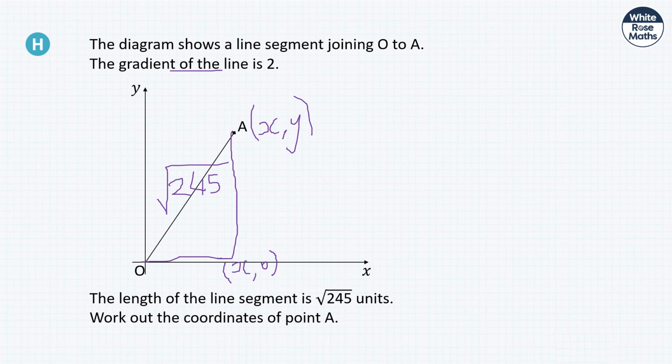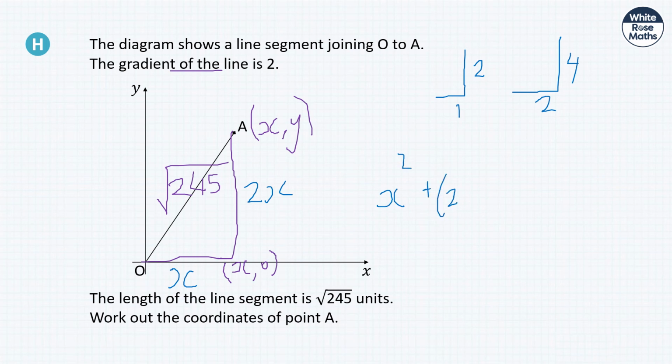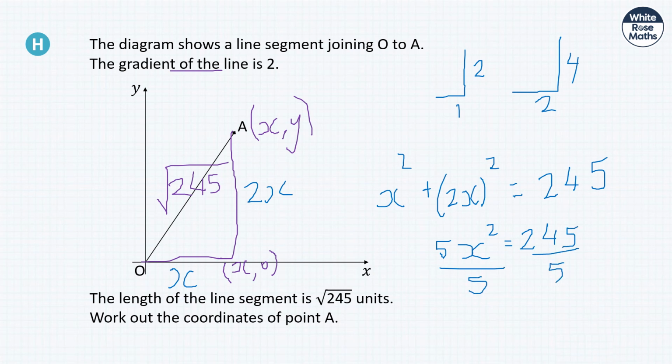So let's label this. It goes across 1 and then up 2. So gradient of 2. So it has to go across 1 and up 2, or across 2 up 4. So that's the idea here. So if I label this as x, this will be equal to 2x. And now I'll have x squared plus 2x all squared is equal to 245. That would be 4x squared plus x squared, so that would be 5x squared is equal to 245. Dividing by 5 on both sides, we get x squared is equal to 49. Therefore x is equal to 7.